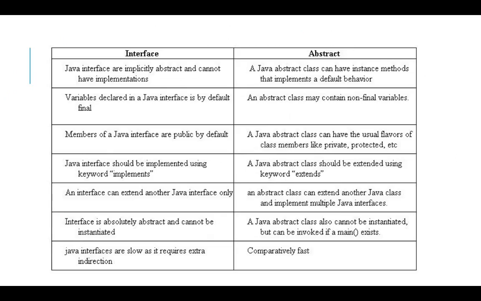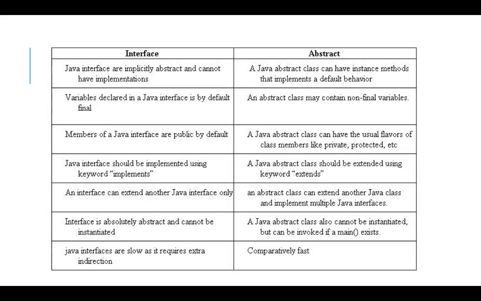An interface can extend another Java interface only, but in the case of an abstract class, it can extend another Java class as well as implement a Java interface. I think this point must be clear now. Yes or no? Good. And the last difference: Java interfaces are slightly slow because they require extra indirection, to find where to implement, while the abstract class is comparatively fast. So these are the various differences between interface and abstract class that you have to remember.